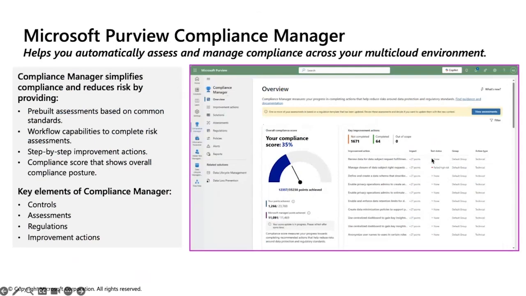Maybe these 1,671 improvement actions are not related to GDPR. But when you add an assessment for GDPR, this will increase by, for example, 300. So that would be 1,971, including GDPR plus the existing recommendations.